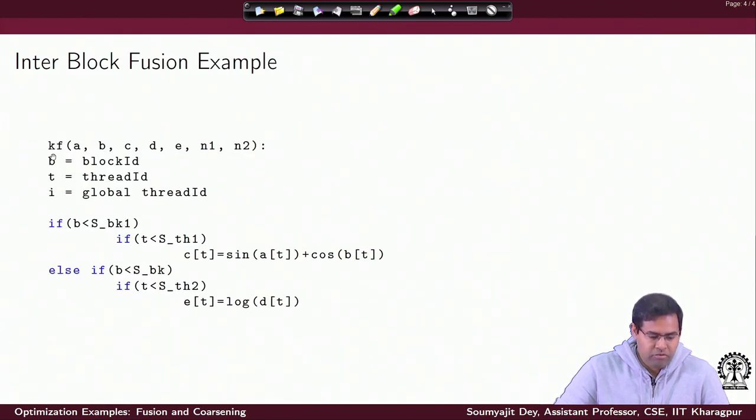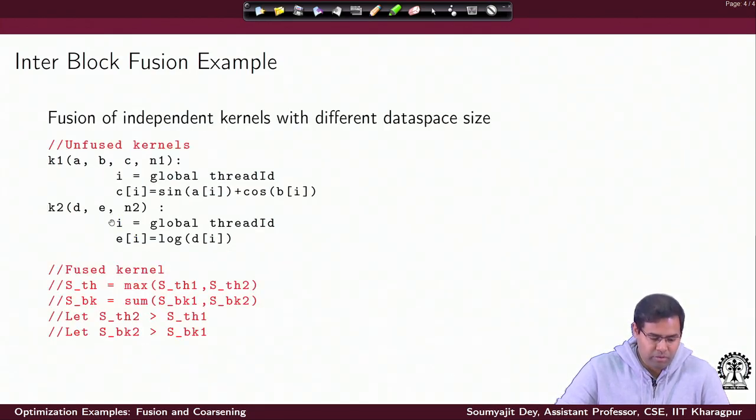And then we will use the block ID first to figure out whether this thread belongs to a block which is for kernel 1 or kernel 2. So, coming back here again, they will just repeat. So, for the fused kernel we have figured out what STH and SBK are.